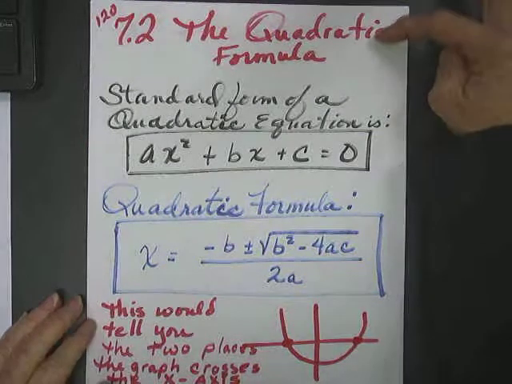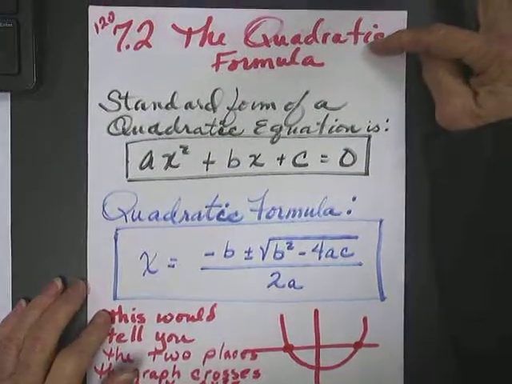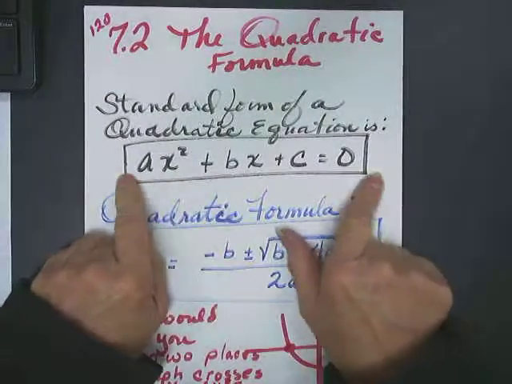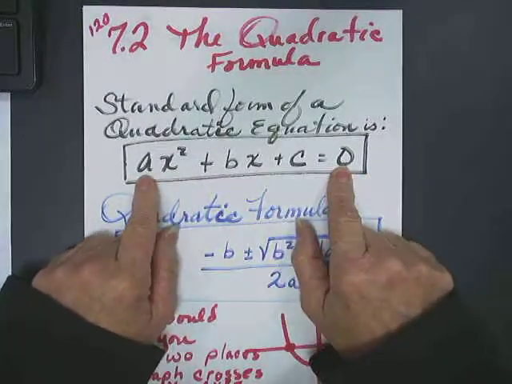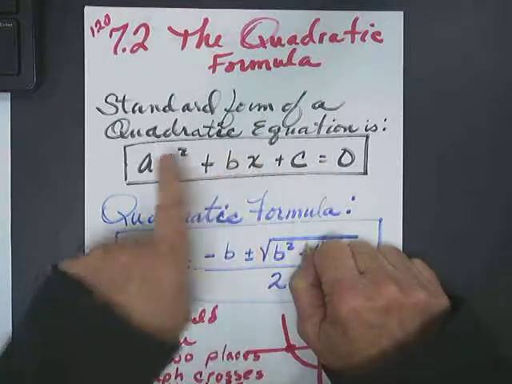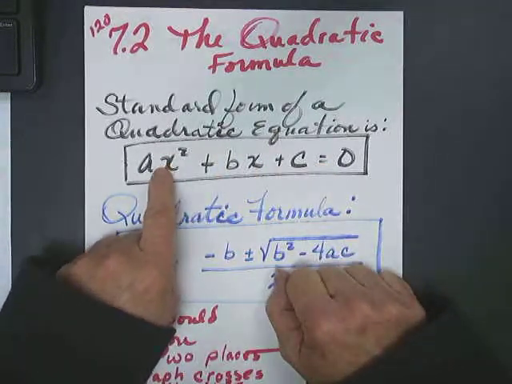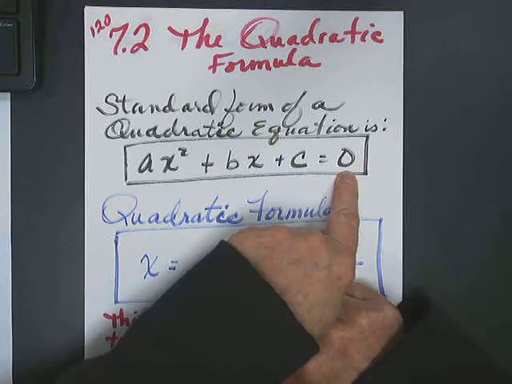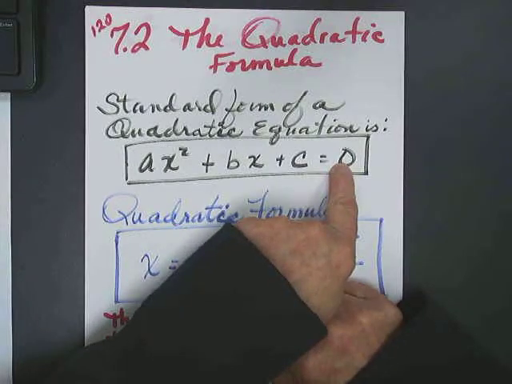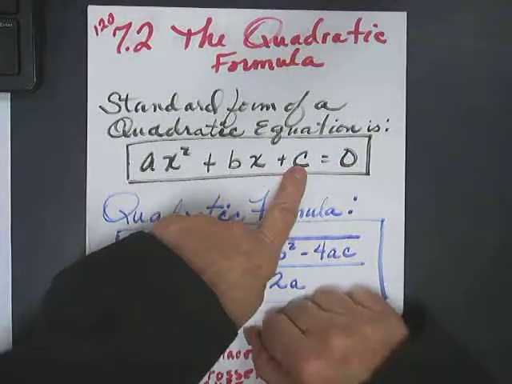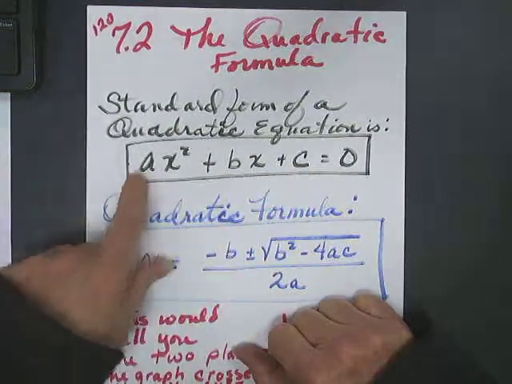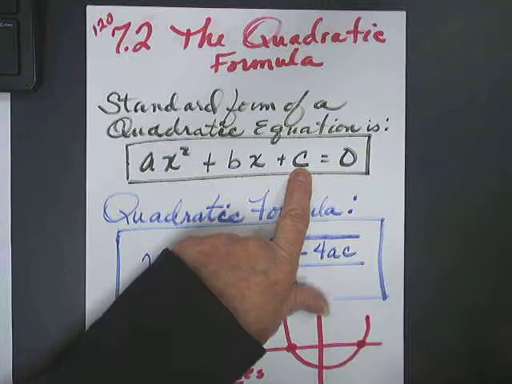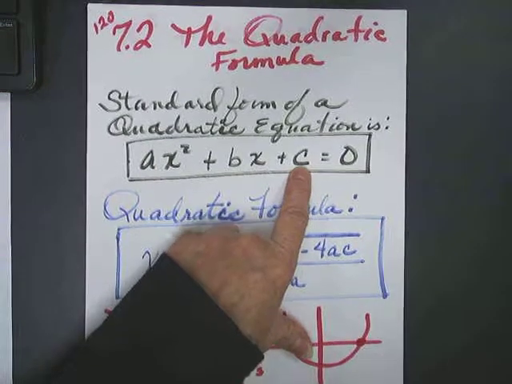7.2 is the quadratic formula. Before you use the quadratic formula, you want to get your equation in standard form. That means you want it in descending order: x squared, x, and then the number, and you want it equal to 0. Once you have it equal to 0, then you know what your a, b, and c are. This would be the coefficient of the x squared, the coefficient of x, and the c would be that last number.